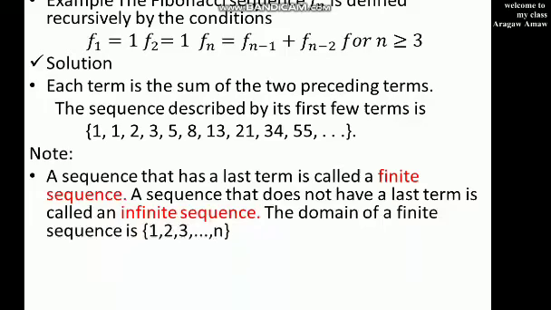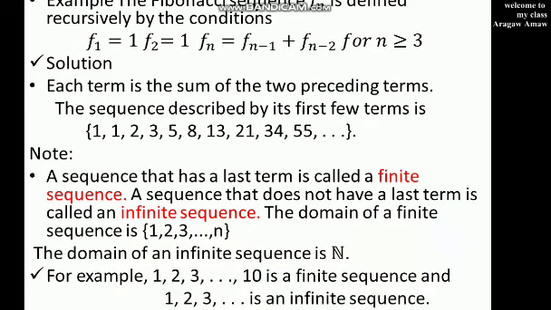A sequence that has a last term is called a finite sequence, whereas a sequence that does not have a last term is called an infinite sequence. The domain of a finite sequence is a finite set of natural numbers. The domain of an infinite sequence is the whole set of natural numbers.